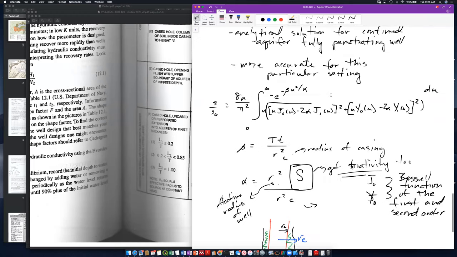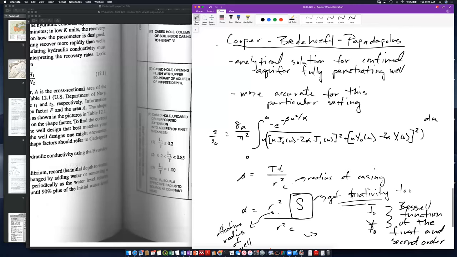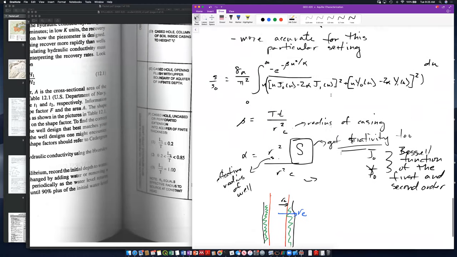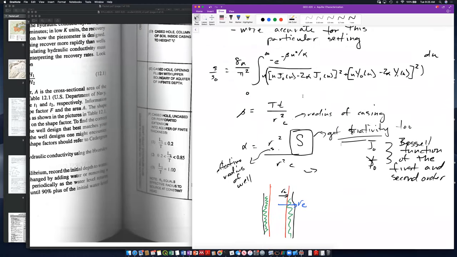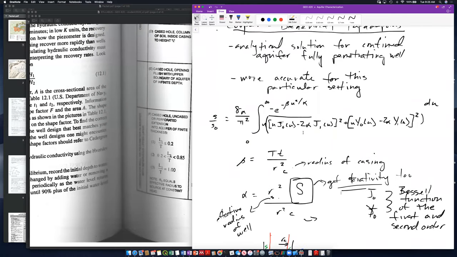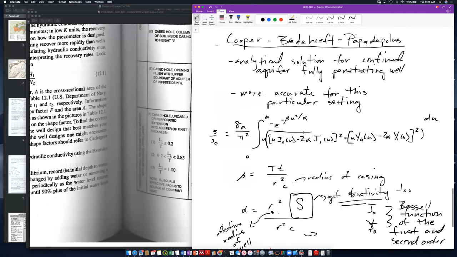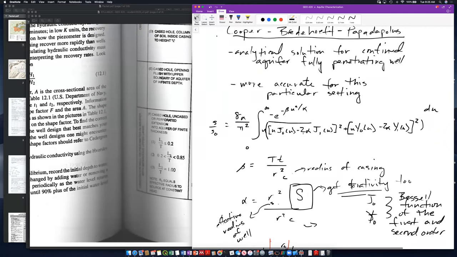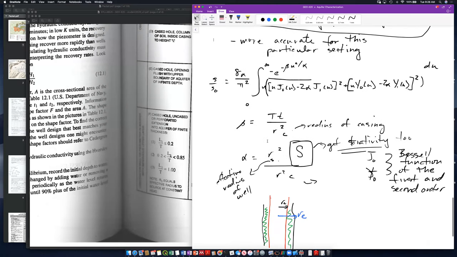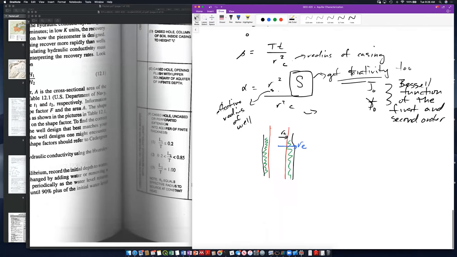Now in lab, we'll do a Cooper-Bredehoeft-Papadopoulos matching on Thursday, because I've written this integral up, and so you can get K and S. But you're going to have to use some kind of special software to do this method, so it just gets used less. But if you are in this setting where you have a confined aquifer and a fully penetrating well, then it is the gold standard and what you should use, because you can get both hydraulic conductivity and storage.